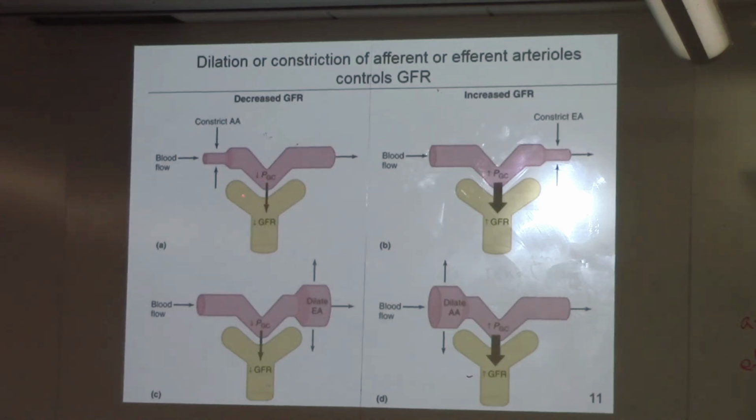Here is the cartoon of Bowman's space. What is this the cartoon of? This is Bowman's space. What is this supposed to be? It's the proximal tubule, from which we will then process the tubular fluid. If we constrict the afferent arteriole, what cell type would constrict the afferent arteriole? Vascular smooth muscle.